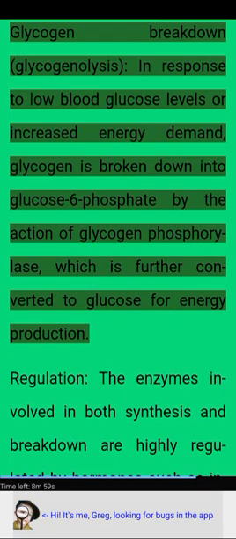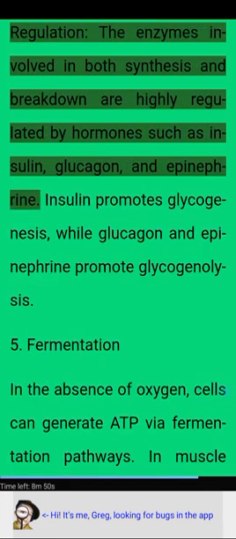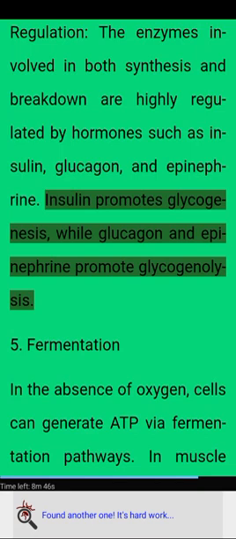Glycogen breakdown, glycogenolysis. In response to low blood glucose levels or increased energy demand, glycogen is broken down into glucose 6-phosphate by the action of glycogen phosphorylase, which is further converted to glucose for energy production. Regulation: the enzymes involved in both synthesis and breakdown are highly regulated by hormones such as insulin, glucagon, and epinephrine. Insulin promotes glycogenesis, while glucagon and epinephrine promote glycogenolysis.